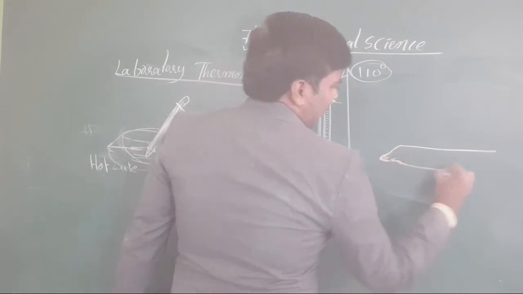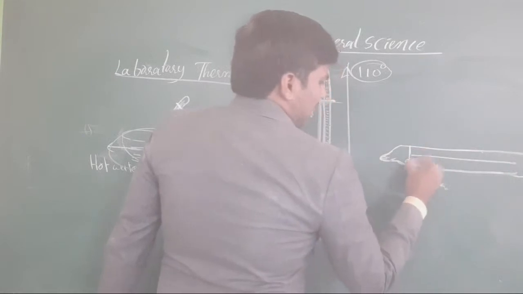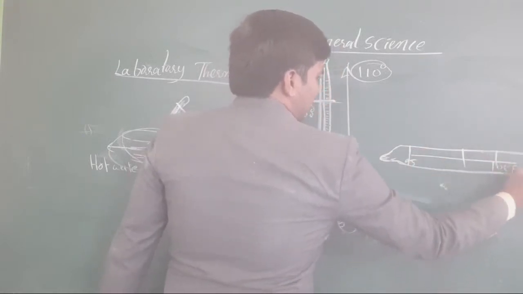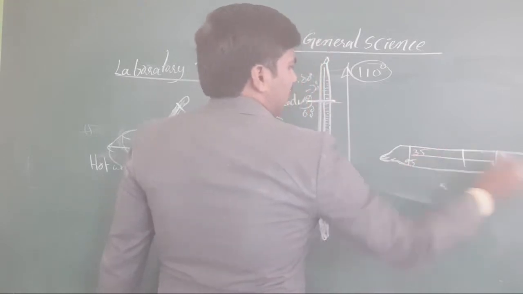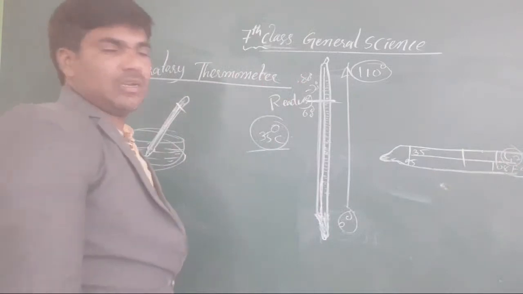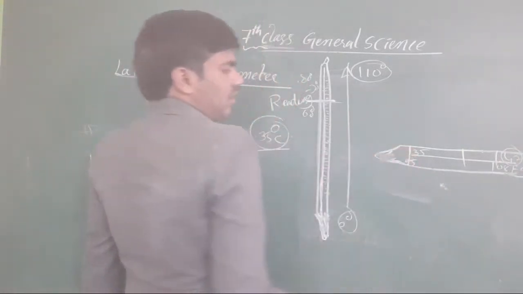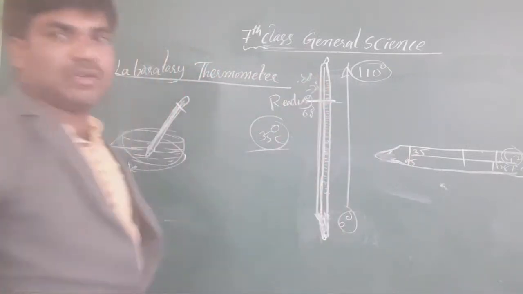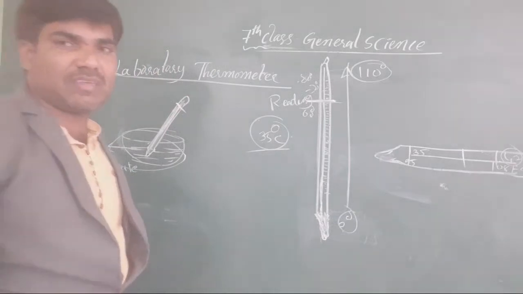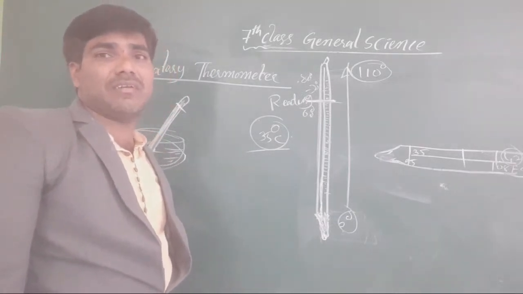It contains a scale from 95 to 108 Fahrenheit, that is 35 to maybe 42 degrees centigrade, like that. 35 degrees centigrade to 45 degrees only. Got it or not? But when you take a thermometer like our laboratory thermometer, it contains a scale ranging from 0 to 110 degrees centigrade.